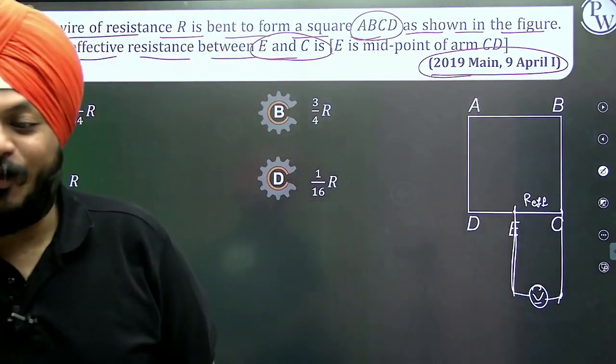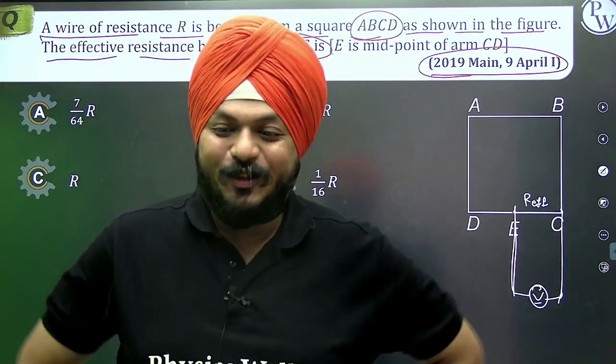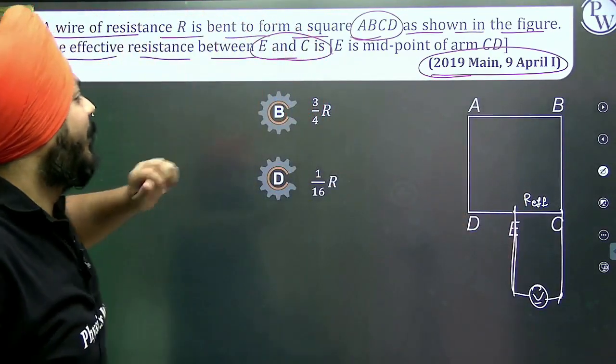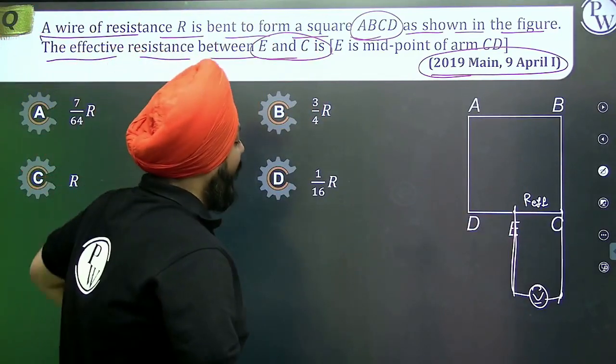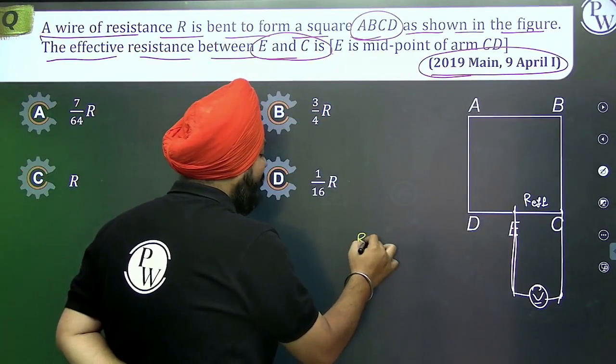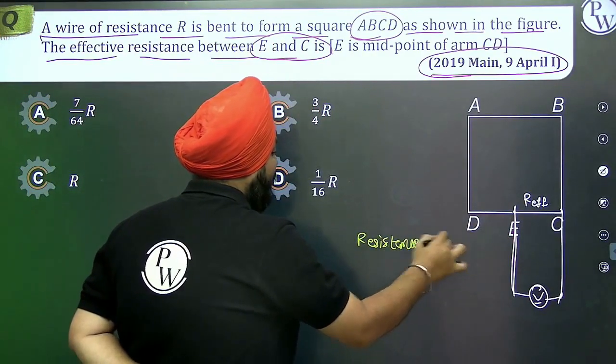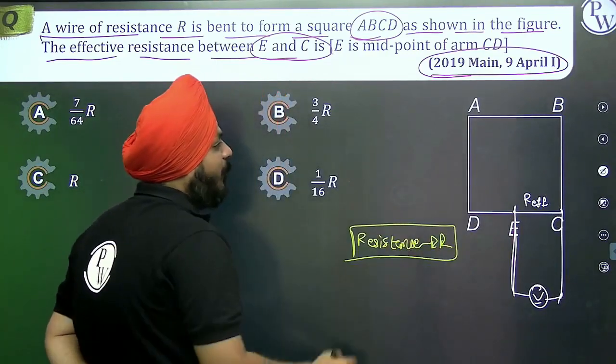Done. Can we move forward? Yes or no? Okay. Suppose the resistance of the wire is R. Now it is a perfect square.